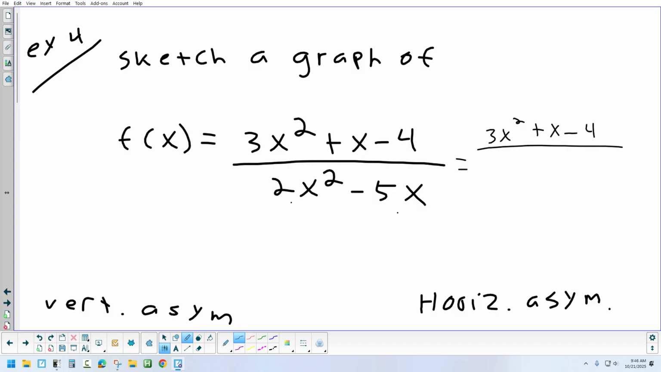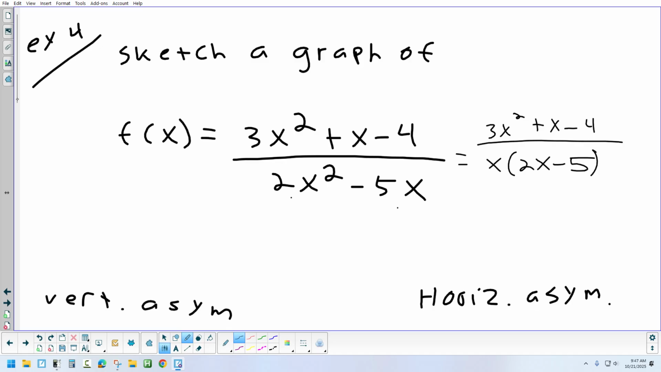What is it? Well, the numbers 2 and 5 have a GCF of 1. But what about 2x squared and minus 5x? Yeah, we can factor out an x. What would that leave you with inside the parentheses if you factor out an x? You get 2x minus 5. Good. So now that should make finding the vertical asymptotes a little easier.